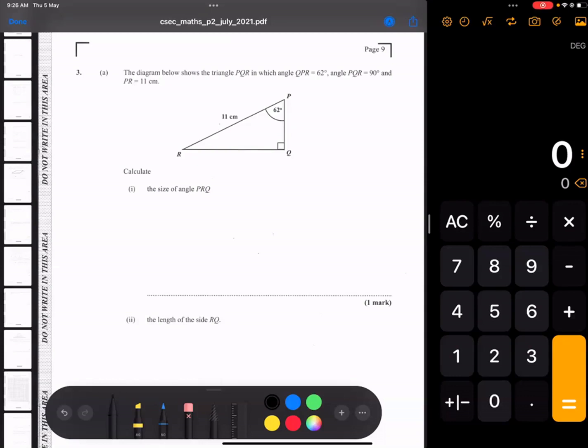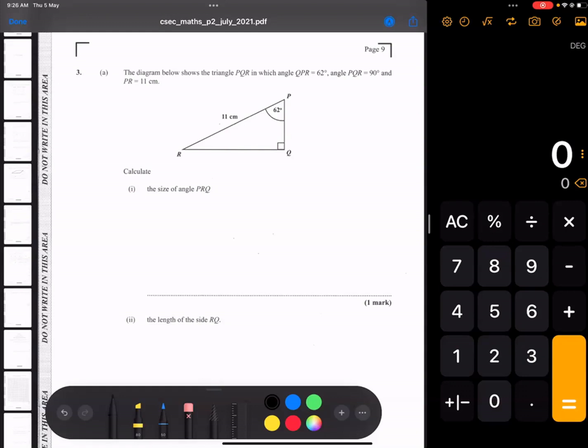Question 3. The diagram below shows a triangle PQR in which angle QPR equals 62 degrees, angle PQR equals 90 degrees, and PR is equal to 11 centimeters. Let's calculate the size of angle PRQ.